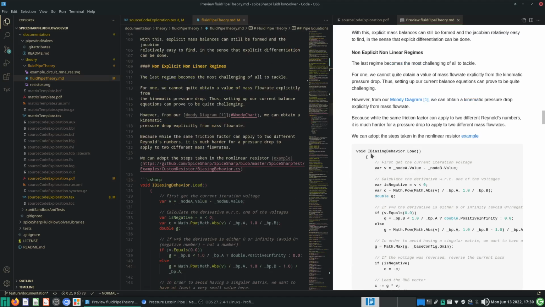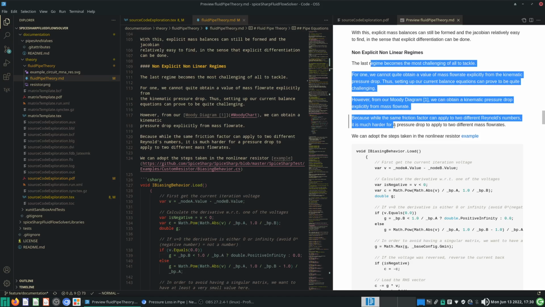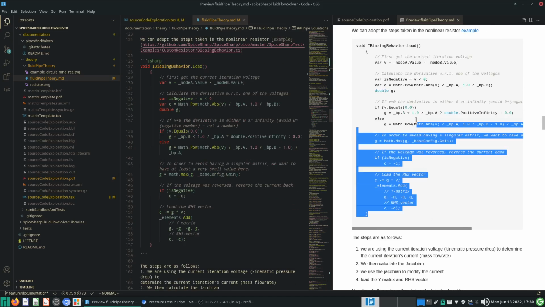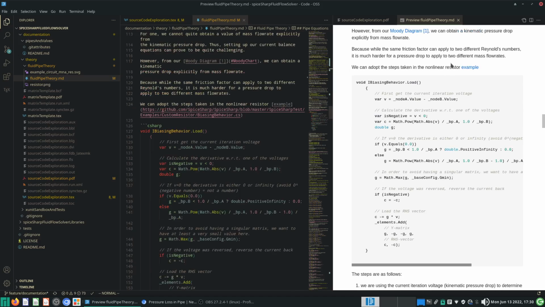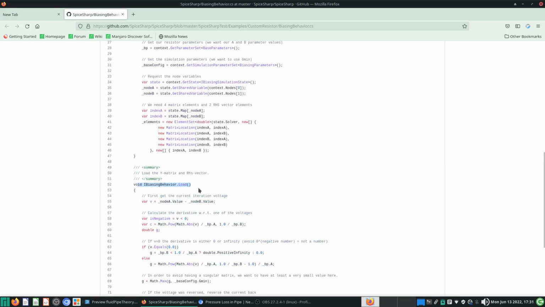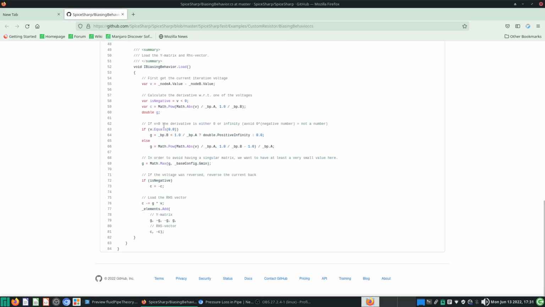Just for example, for this non-explicit, non-linear regime, we are trying to do our Jacobian right here, and this is the reference for the non-linear resistor. In the non-linear resistor, we have some example code of how the Jacobian inputs are being put in. That is something you can go and take a look at in your own time. So this is where you'll find it: iBiasing behavior.load. All the Jacobians are put in here.